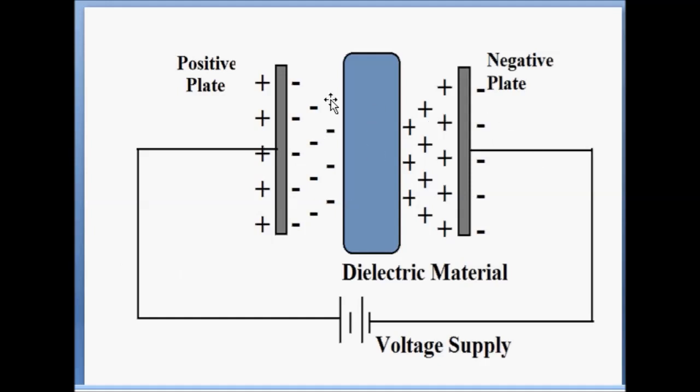So here it is the depiction of a parallel plate capacitor. It is the dielectric material. These are the two plates. This is connected to the positive end. This plate is connected to the negative terminal of the voltage supply. So as a result, the negative charge moved towards the positive plate, the positive charge moved towards the negative plate. And this separation of charges produces an electric potential within the capacitor or a voltage within the capacitor. So this is the basic principle of operation of a capacitor.